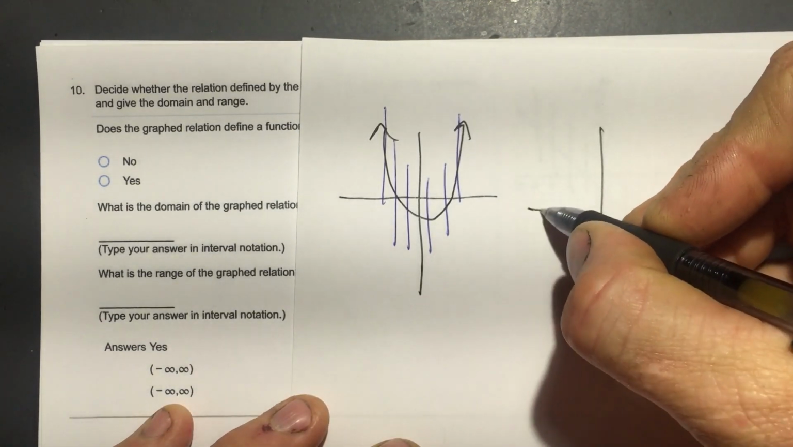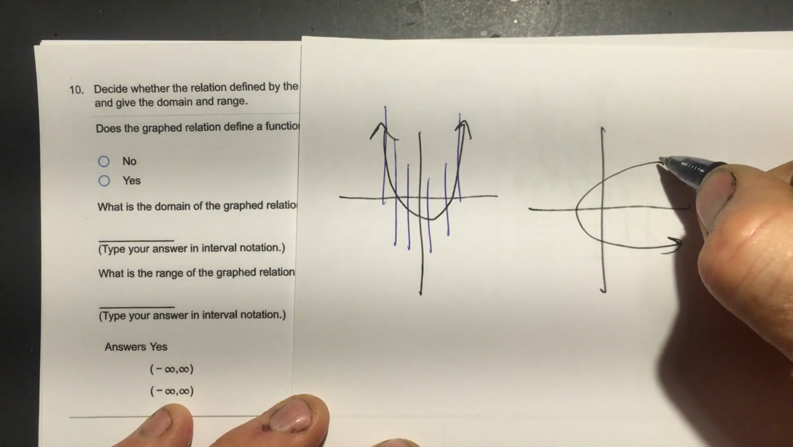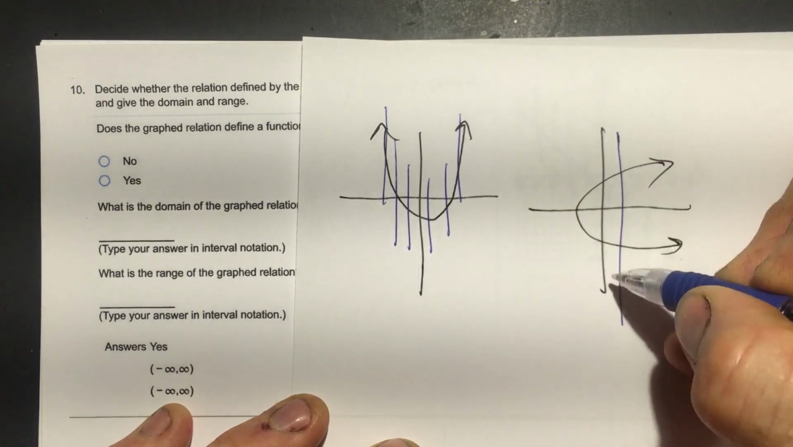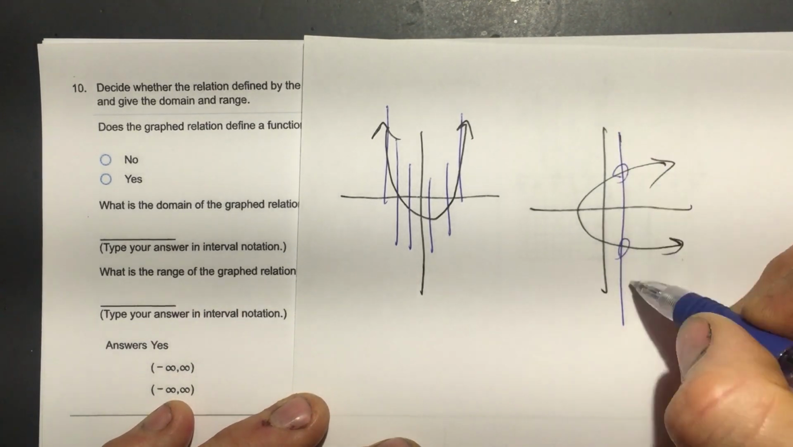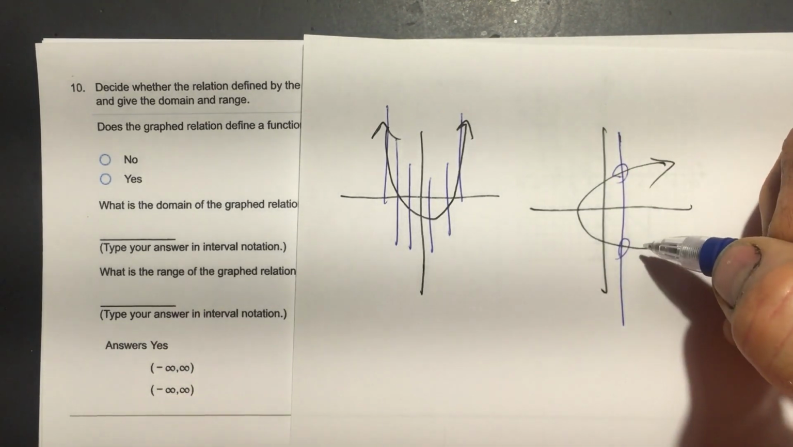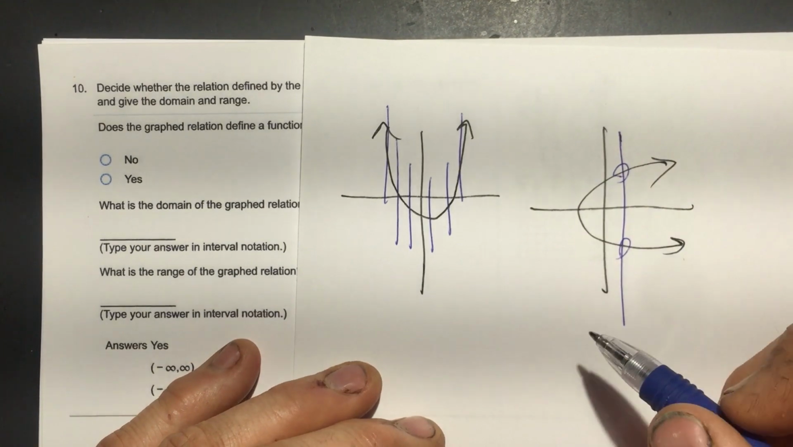Okay. What if I did the same graph and did it this way? Okay, well look here. Now as soon as I do that, I see it's not a function. So if you can draw a vertical line and touch it twice, it's not a function. That's called the vertical line test.